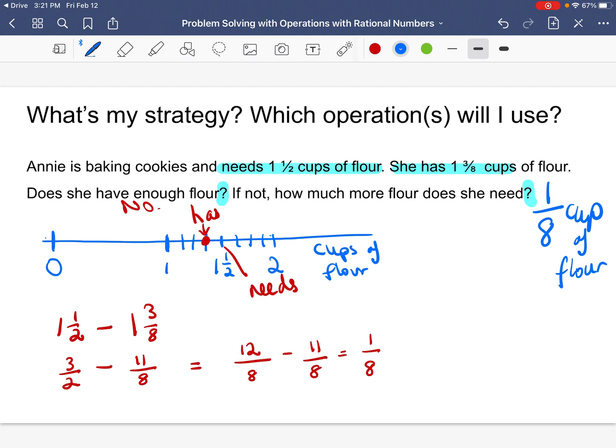So you saw that part of my strategy was to model this with the number line, so I could see clearly that she does not have enough flour, and then that I need to subtract what she has from what she needs. Then I did the math and wrote my answer with the units.